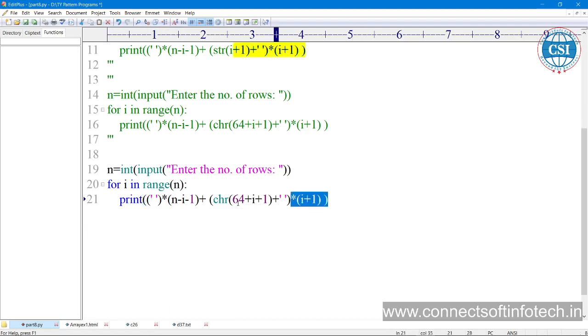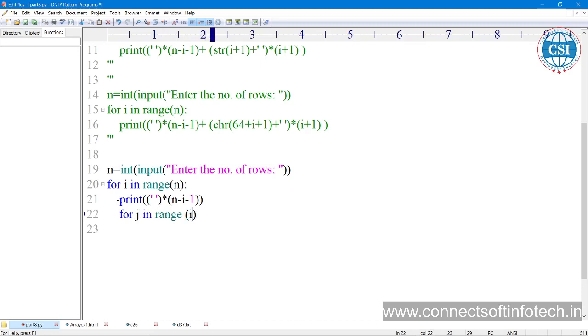Let me remove everything. Now we can take for i in range of n. First print the space, multiplied by n minus i minus 1. That is the common thing. After that, the next loop: for j in range of what?